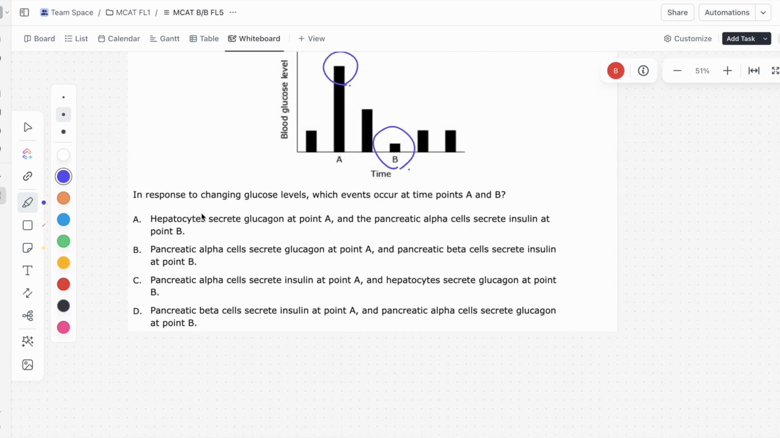Well, let's take a look at answer choice A. It says hepatocytes secrete glucagon at point A, and the pancreatic alpha cells secrete insulin at point B. Well, here's the first problem. Hepatocytes are liver cells, okay? Liver cells don't secrete glucagon at point A. It's the pancreas that's going to be secreting glucagon. So immediately, A is an incorrect answer.